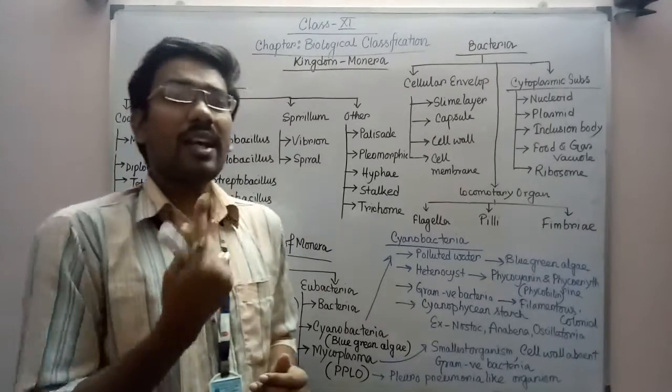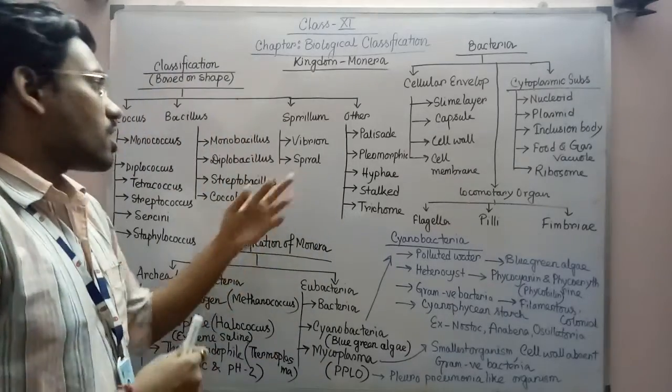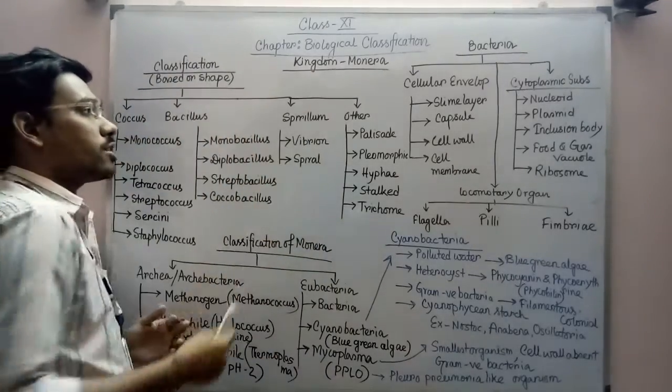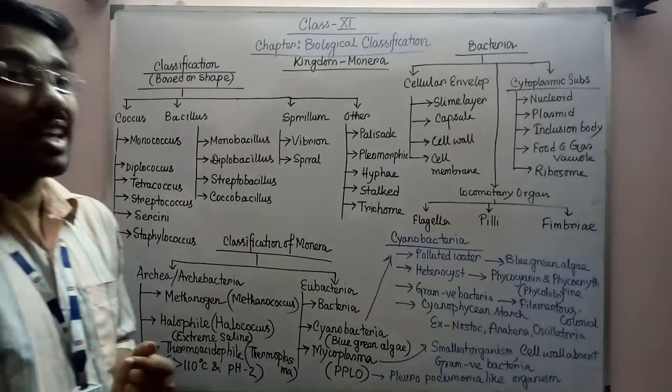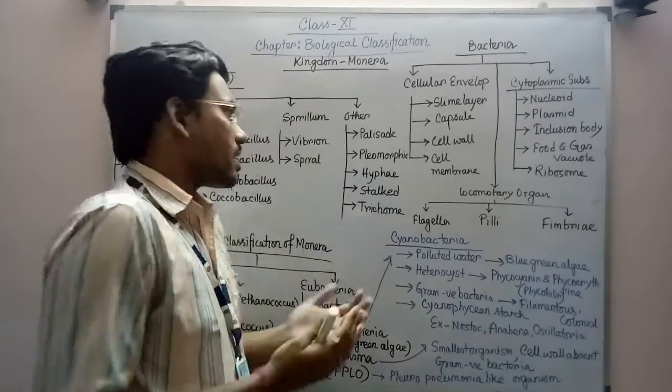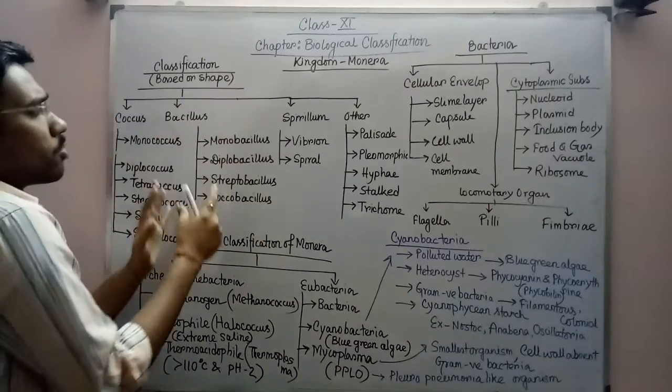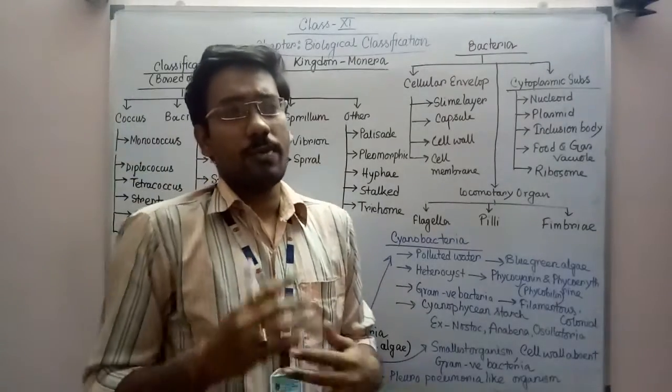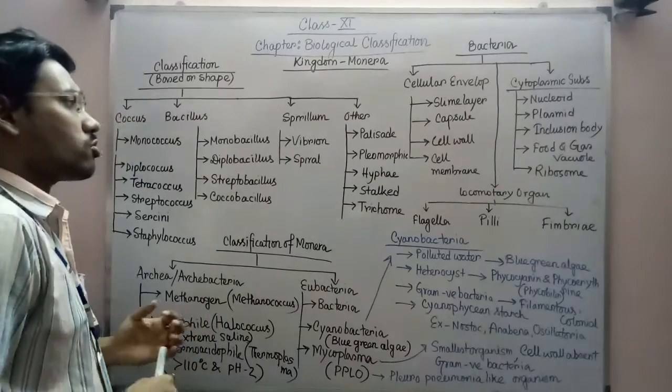That means they are actually spring-like structures showing bacteria. So they are spiral bacteria. So spiral and Vibrio, these two types of bacteria come under the Spirillum category. And the last category you can see here is other shaped. Other shaped means except the specific round shape or rod shape or Vibrio or spiral shape, there are other shapes also present.